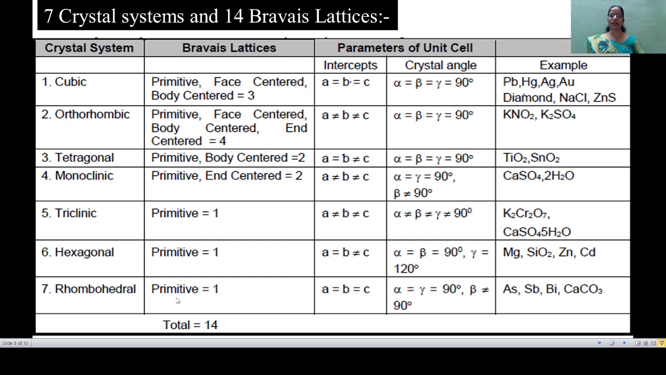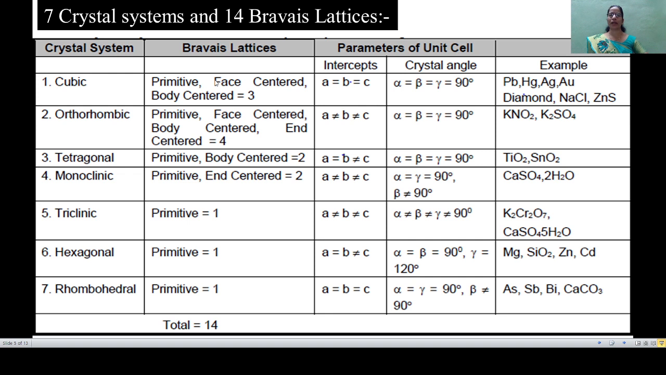Rhombohedral crystal system is again of only one type named as primitive crystal system. Here the edges A is equal to B equal to C, and the angles alpha is equal to gamma, that is equal to 90 degrees, but the angle beta is not equal to 90 degrees. Arsenic, antimony, bismuth, calcium carbonate are showing such type of crystal system.